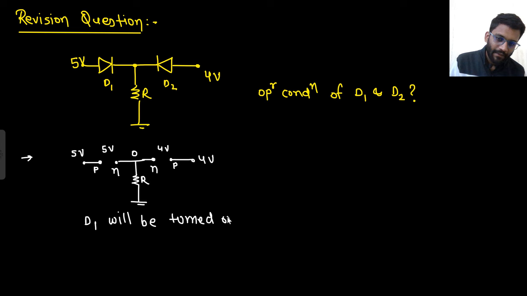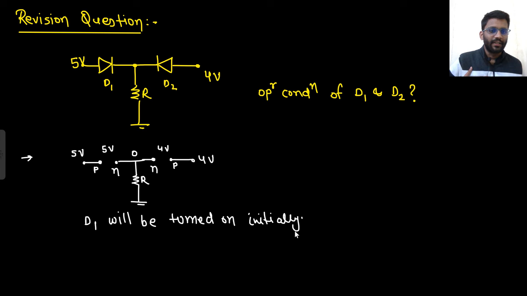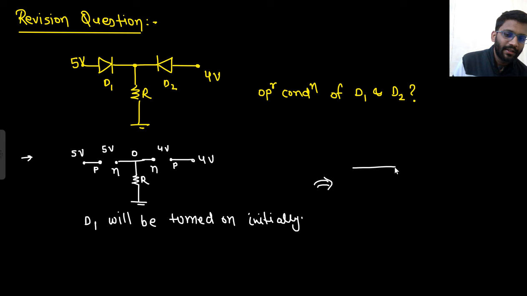So now what will D1 say? D1 will say, I am having more forward bias potential, so now I am the boss. Now I will decide whether D2 will be on or not. How will D1 decide? Because D1 will be turned on initially. So how will the circuit look? The circuit will look something like this. This is resistance R. This is 5 volt. This is diode D2.